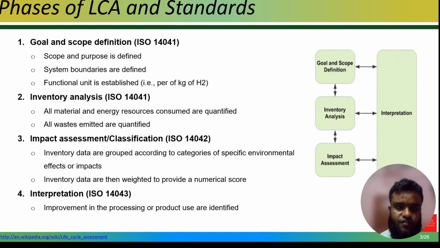So there are some phases of life cycle analysis and standards. The first one is the goal and scope definition, which is conducted under ISO 14041. Under goal and scope definition, we have three things to consider. One is scope and purpose. The second one is system boundaries. And the third one is the functional unit. For example, the amount of CO2 emitted per kg of hydrogen production. So the functional unit here is per kilogram of hydrogen.